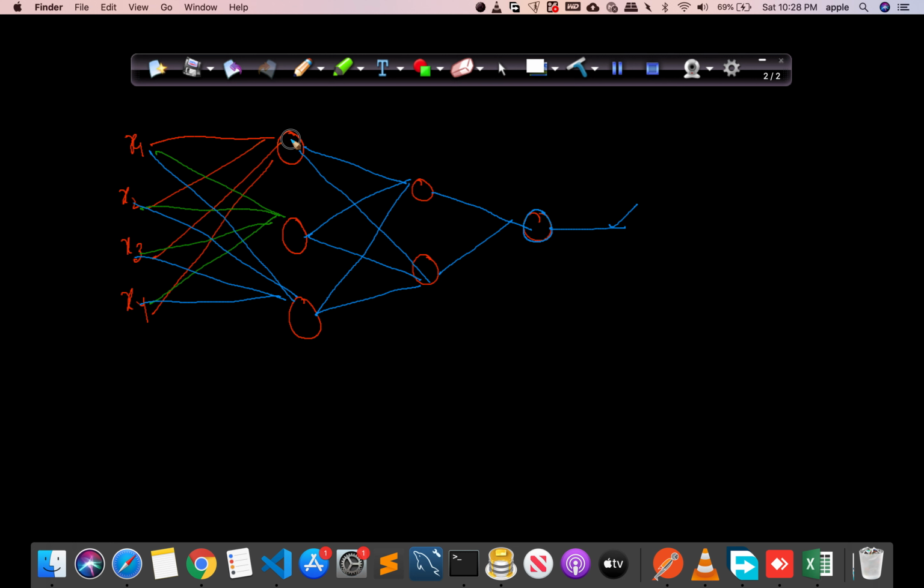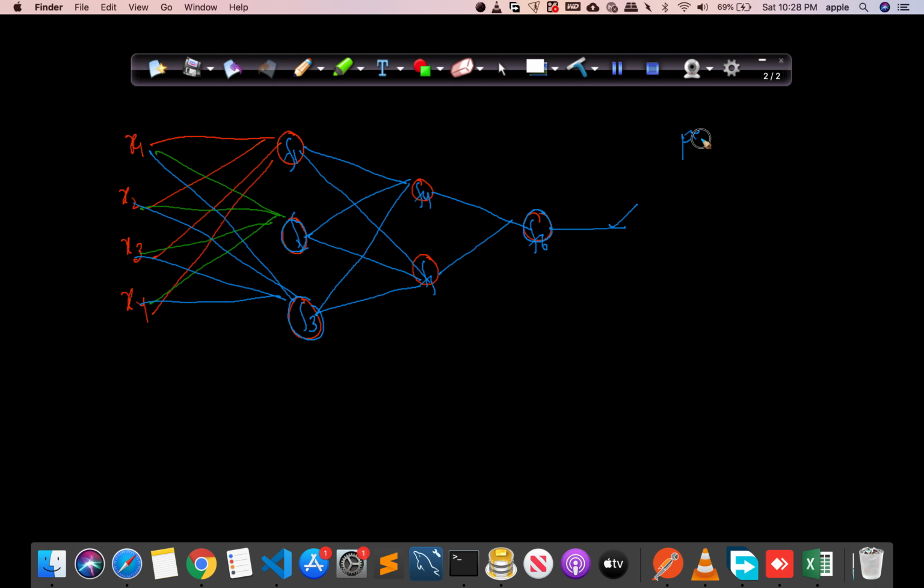So we can have some function here, and some function here. But in general, what we do is we generally use the same type of function here. So now, see, this individual is a perceptron.